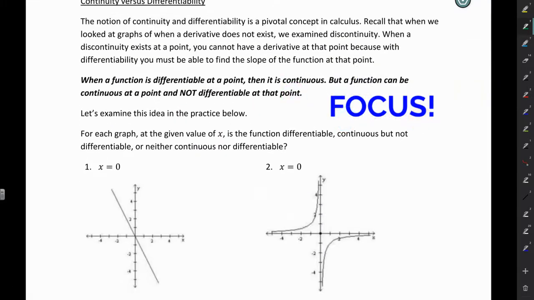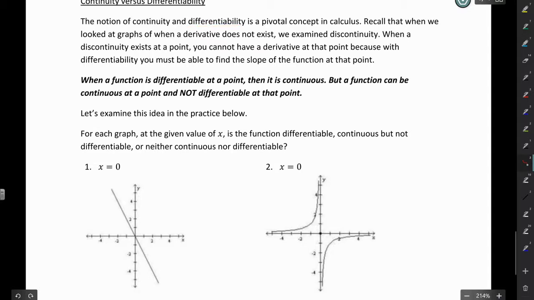All right, now this last page is really important. Try to stay awake here and really listen to this last page. This is a very important concept to get. The notion of continuity and differentiability is a pivotal concept in calculus. Recall that when we looked at graphs of when a derivative does not exist, we examined discontinuity. When a discontinuity exists at a point, you cannot have a derivative at that point because with differentiability, you must be able to find the slope of the function at that point. So here we go. Listen in now.